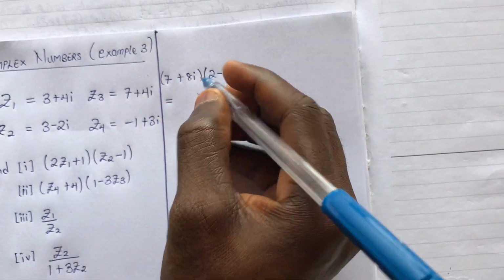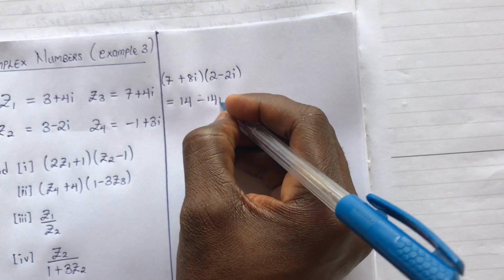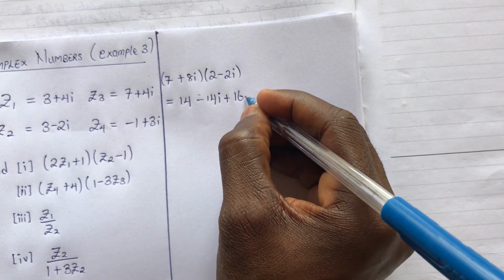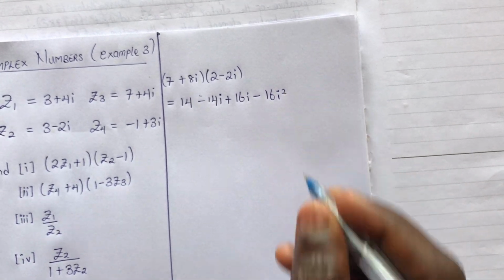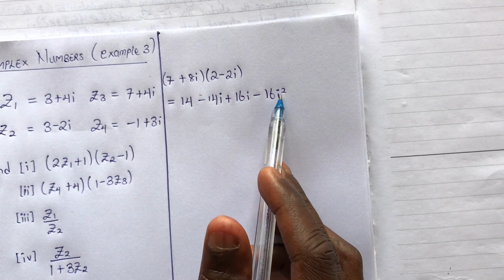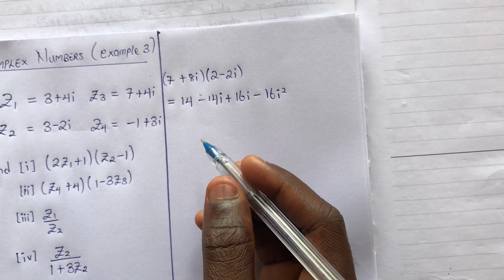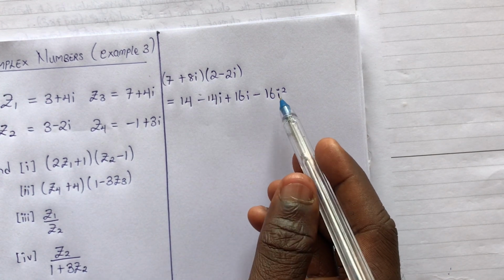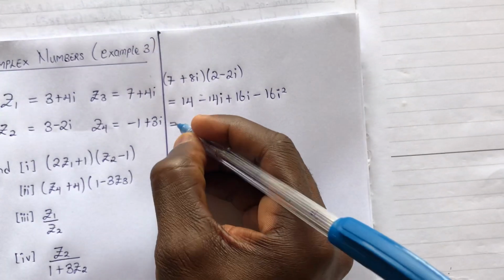And we have 7 by 2 is giving us 14. We have 7 by minus 2i, minus 14i. And then 8i by 2 is giving us plus 16i. And then 8i by minus 2i is giving us minus 16i squared. But we all know that in complex numbers, i squared means -1. You have to look at the introduction videos if you haven't seen it, if this is your first time. Then we just need to add all terms and substitute the value of i squared. So since i squared is -1, let's do that substitution.